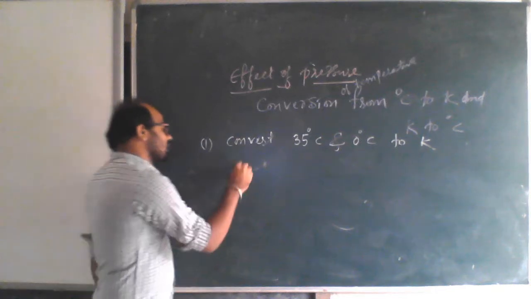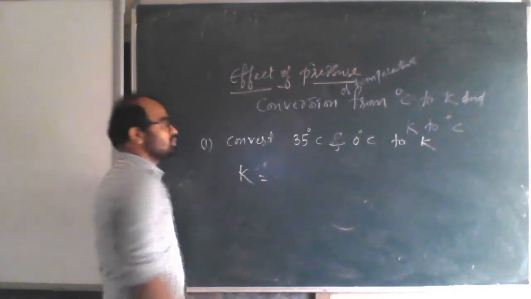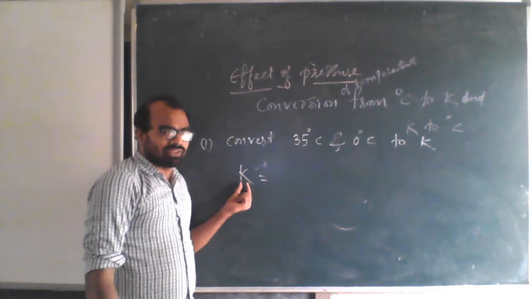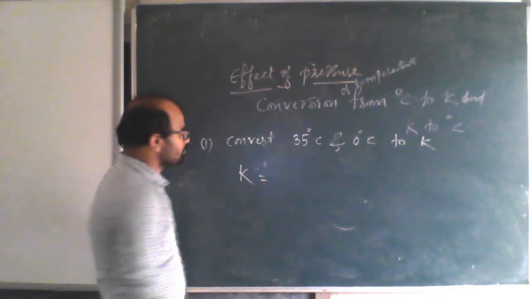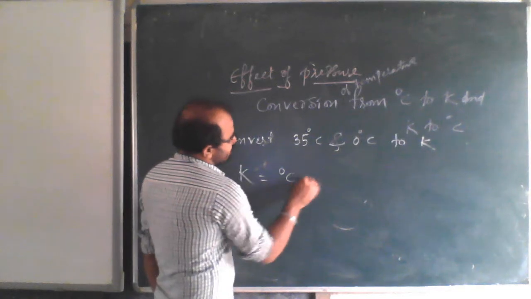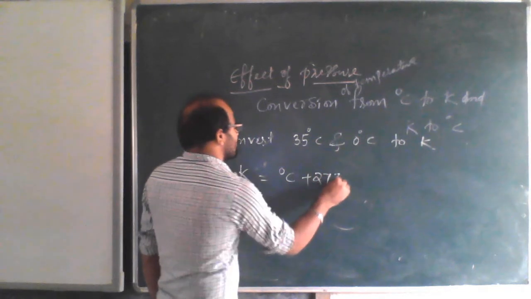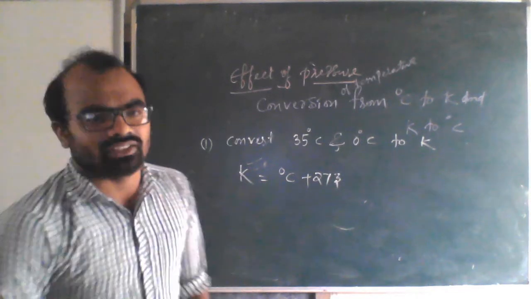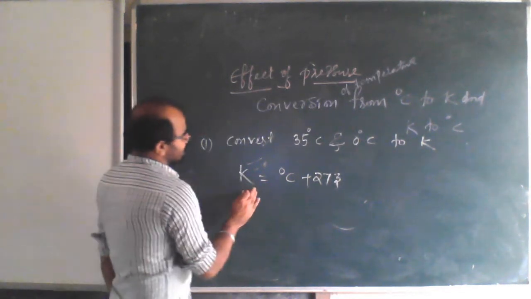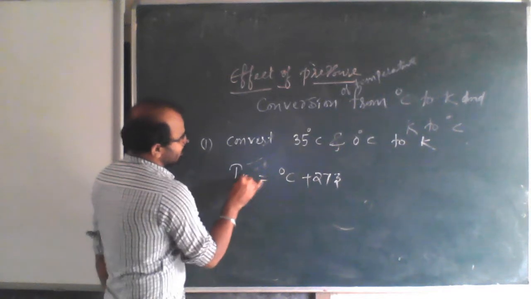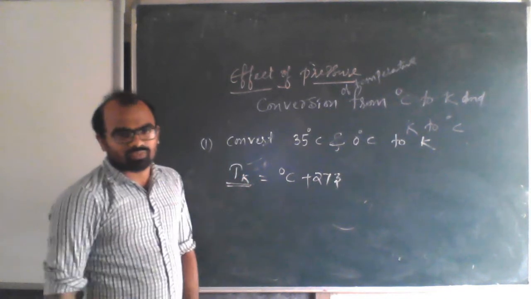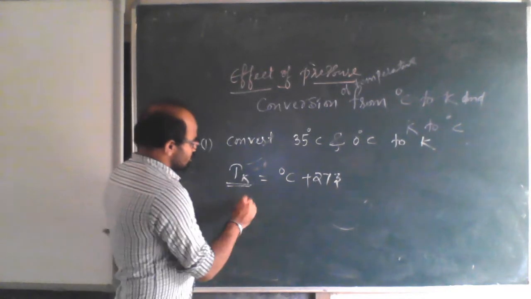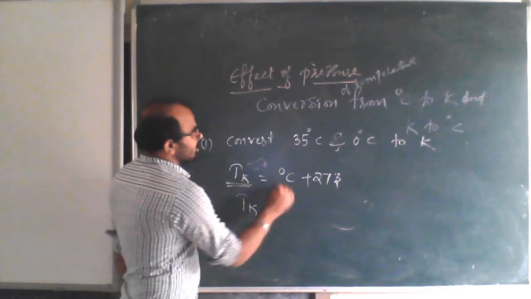So Kelvin is equal to... because you want temperature in Kelvin, K is equal to what is given in degree Celsius plus 273 is the formula. K is equal to degree Celsius plus 273. That is temperature in K, or you can say TK. So TK is equal to what is given in degree Celsius?